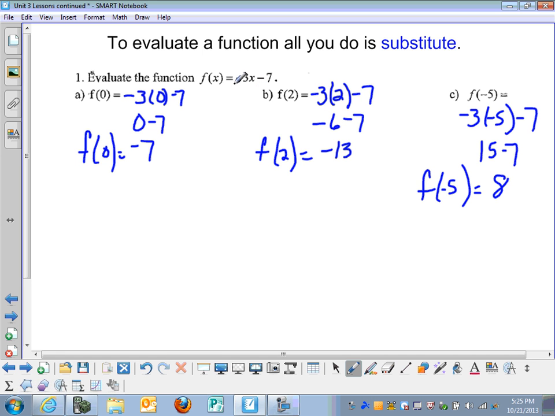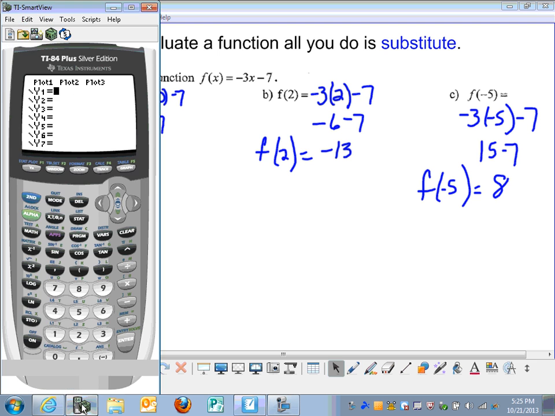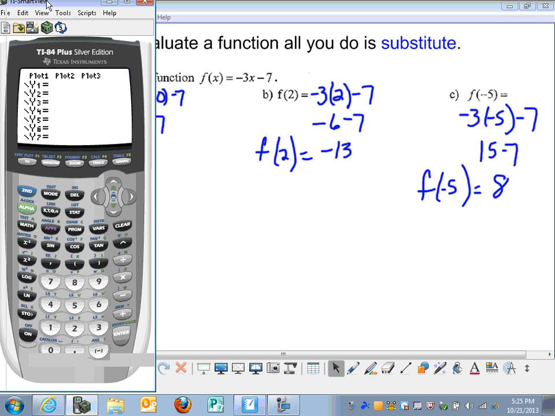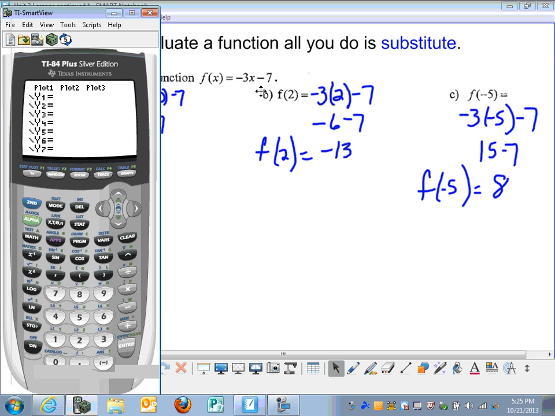This is a rather simple function, so we could do this probably just using mental math. Another way you can do it is by the calculator. So here we have the function negative 3x minus 7. I'm going to go into y equals and type in negative 3x minus 7. Okay, and I'm going to graph that function.